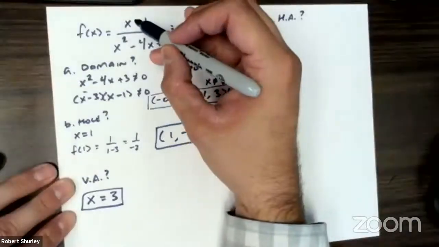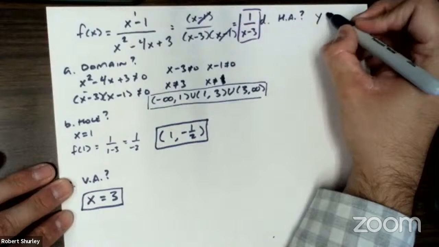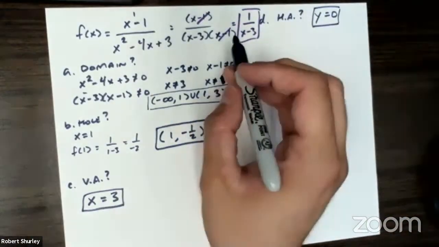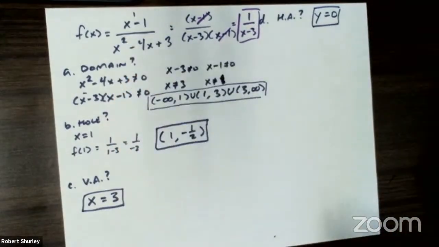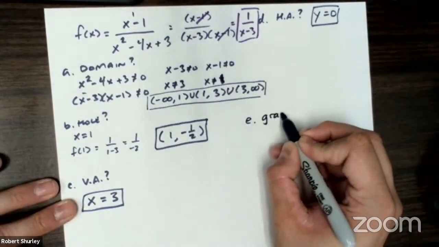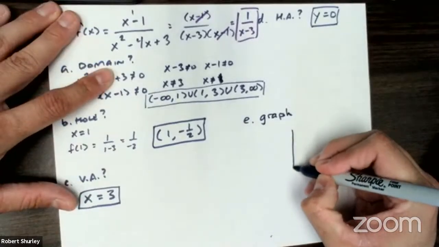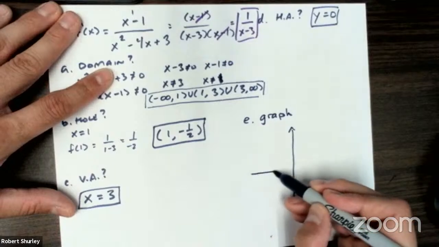Okay, so now let's go on to the horizontal asymptote. Now look, the numerator degree is 1. The denominator degree is 2. So y equals 0 is the horizontal asymptote because the denominator degree is larger. That was kind of easy, right? A, B, C, D, E. Let's graph it because we've got a lot going on here. We've got to make sure to graph everything.